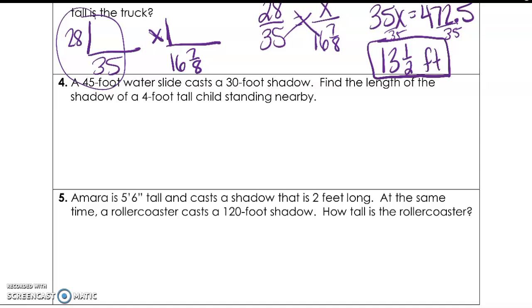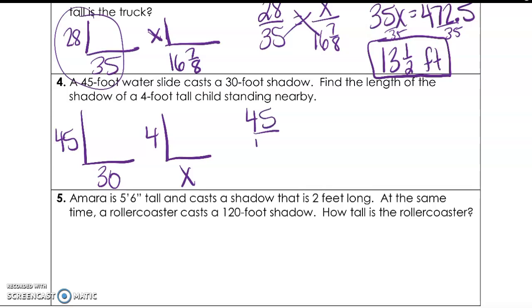Number 4, we have a 45-foot water slide, and its shadow is 30. We have a 4-foot tall child, and we are trying to figure out how long the shadow is. So this one, I'll go back to going across. 45 over 4 is equal to 30 over x. Again, how you start the proportion is up to you. Just make sure you go back and are doing the correct order for the second one.